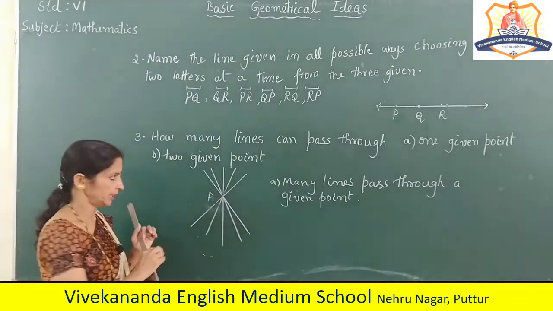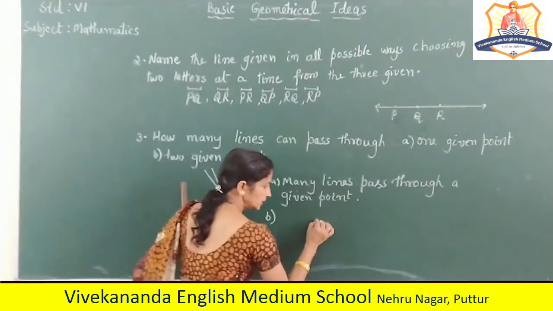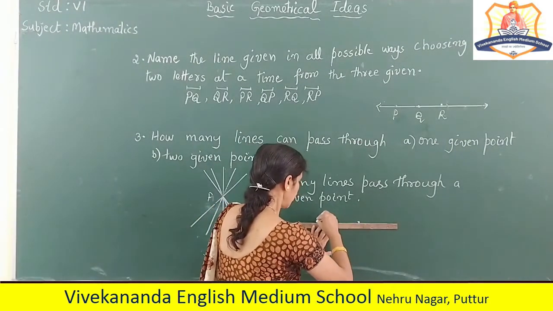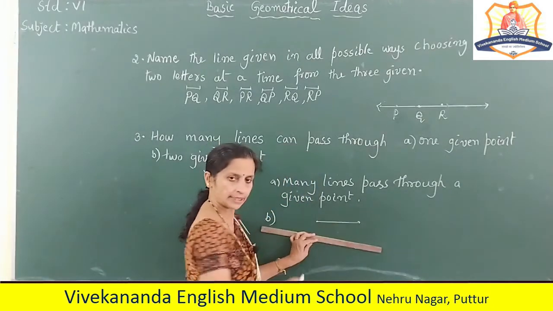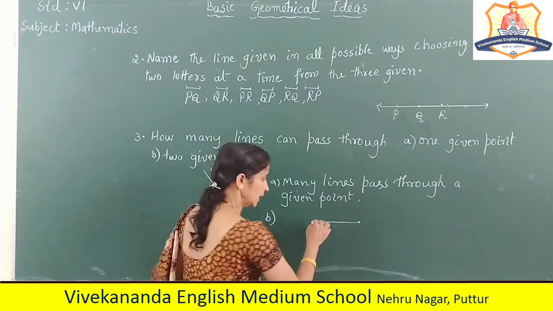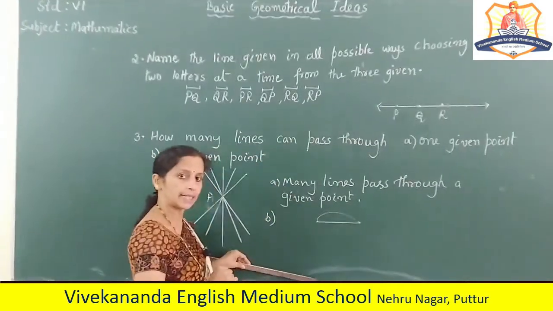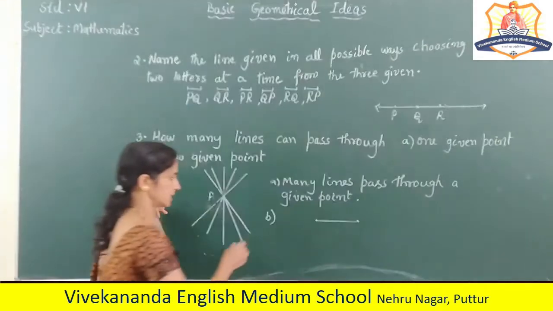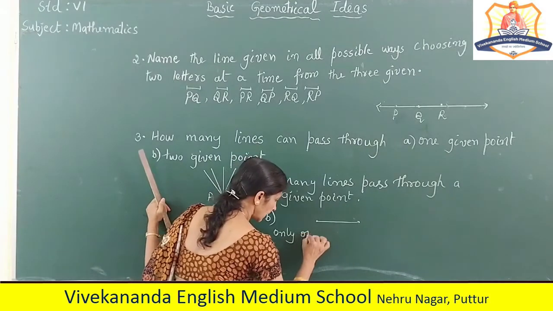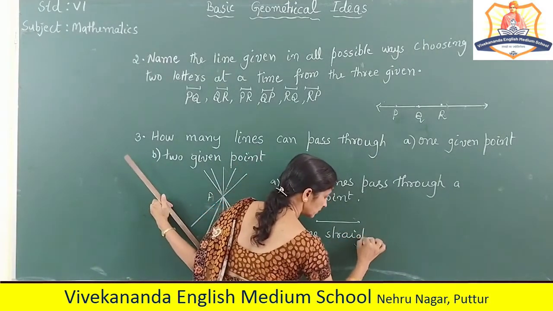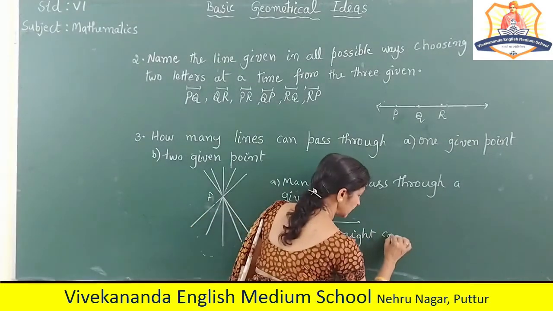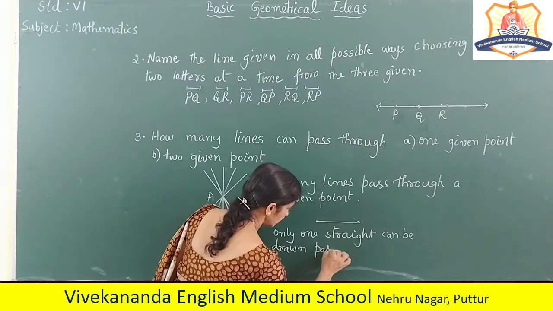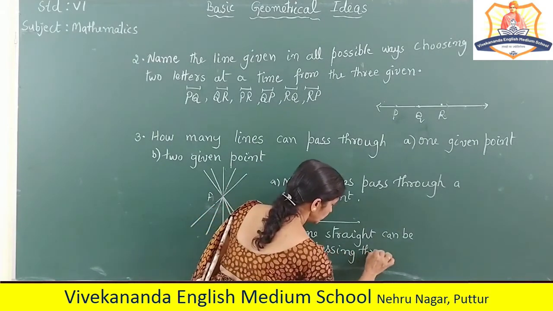Second one, two given points. When there are 2 points, now see here, these are 2 points. Now we join these 2 points, or we draw the line which passes through these points. So how many can you draw? Still more lines? No. You can draw like this, but this is not a straight line, it is a curved line. But only one straight line we can draw passing through two given points. So only one straight line can be drawn passing through two given points.